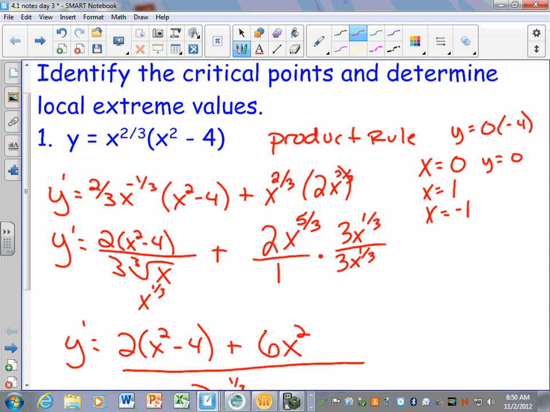For 1 and negative 1, when you plug 1 in here, what is this the same as doing? Yeah, it's like the cube root of x squared. So I'm going to square it and then take the cube root of it. When I square 1, I'm just going to get 1. When I take the cube root of 1, I'm just going to get 1. So I end up with 1 times 1 minus 4 is negative 3. So I think I get negative 3 there.